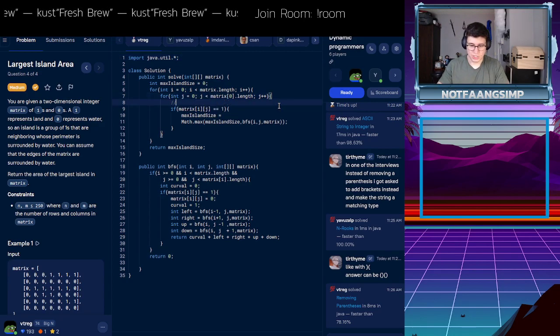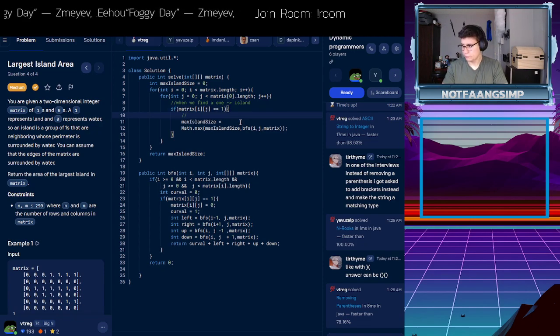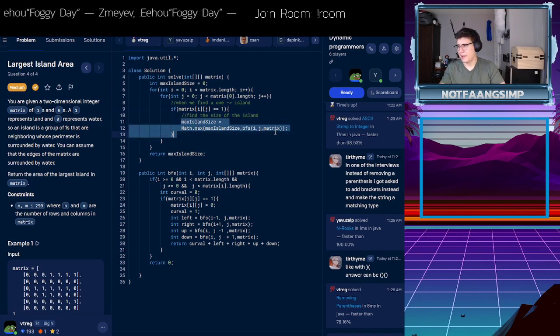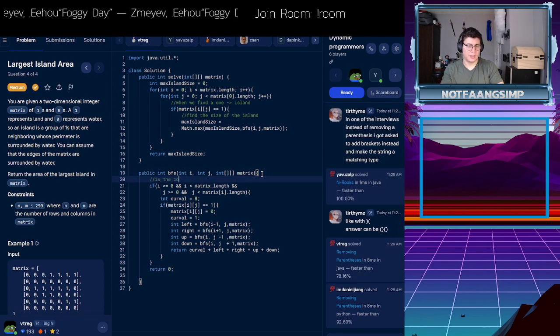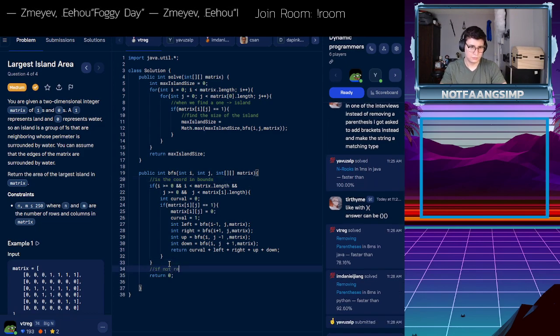What we're doing here is we're just checking to see when we find a one, which is an island, we want to find the size of the island. And that's really it for this logic. Once we find this, we want to find the size of the island and just keep track of whatever the maximum size is. This BFS method down here is really the one that's doing all the heavy lifting for us in this question. The first check we're doing is to see, is the coordinate in bounds? If it's not in bounds, if we would get an index out of bounds exception, we just return zero, because there's nothing to find here. There's no island that can be started here.